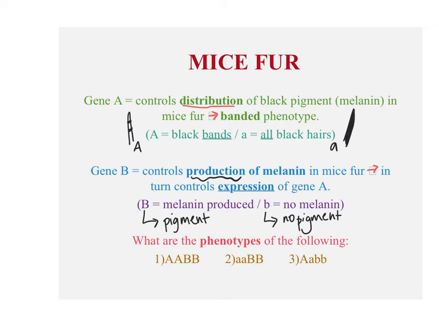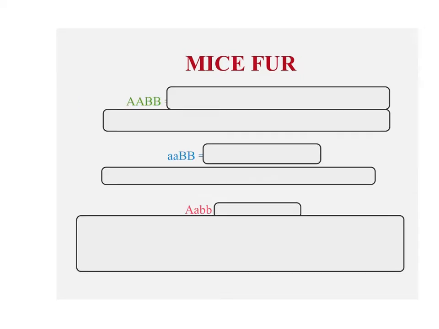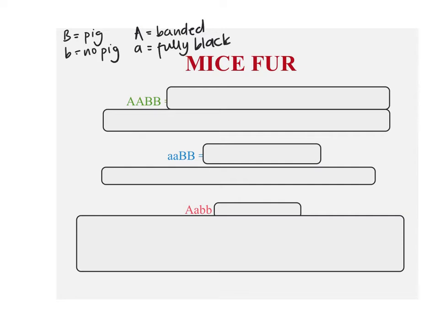So thinking about it logically, have a look at these three phenotypes, 1, 2, 3 at the bottom, and have a go at figuring out what the mice fur will look like. Should take you a minute or two, so pause and play again when you're ready. Alright, so let's take a look at each of these in turn. Now if you remember, the presence of B, or big B, gives a pigment, and little b is no pigment. A, or big A, is banded, and little a is fully black. Now, also in the previous slide, we saw that B controls A.